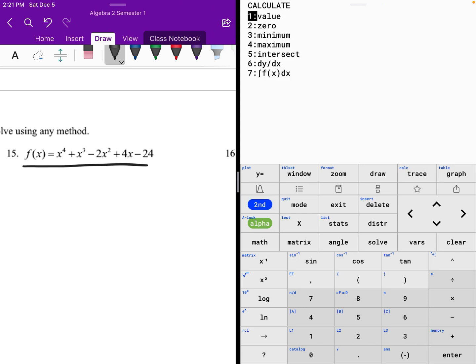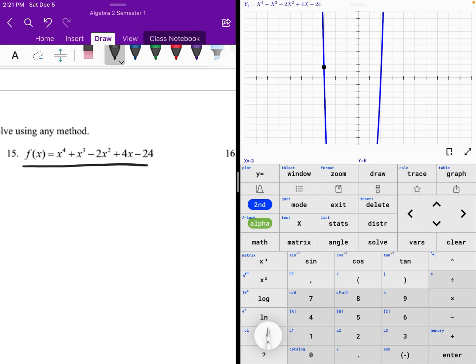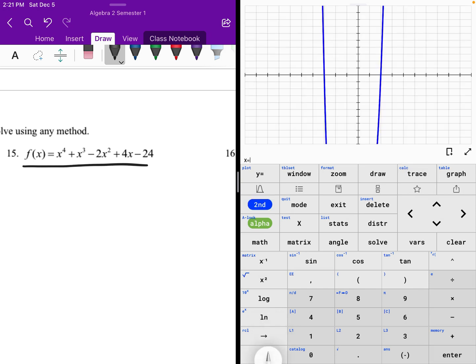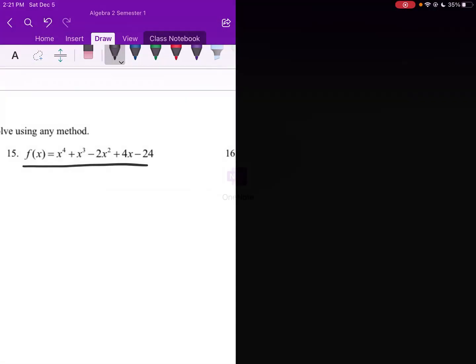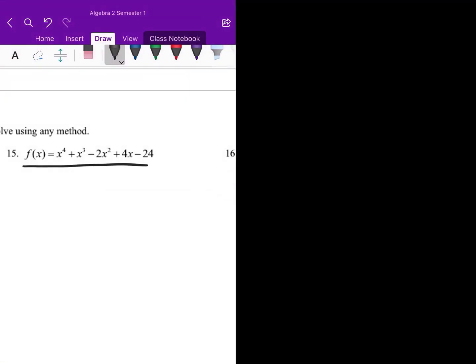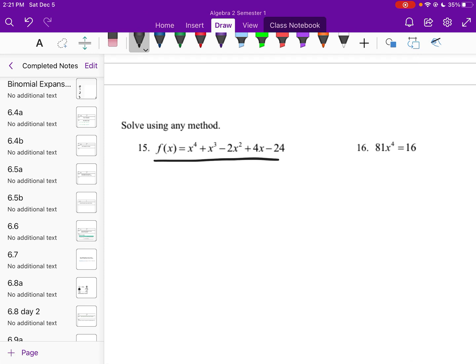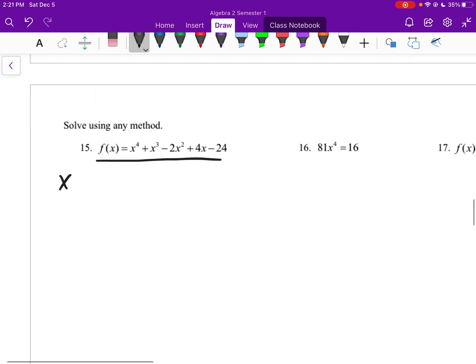So again, second trace, and we look for a value here, negative 3. And it is a 0. Then let's check to make sure 2 was also, which it is. So we have 2 solutions that were given with the calculator, and let's go ahead and use those. We're going to have 2 other solutions that we need to find.